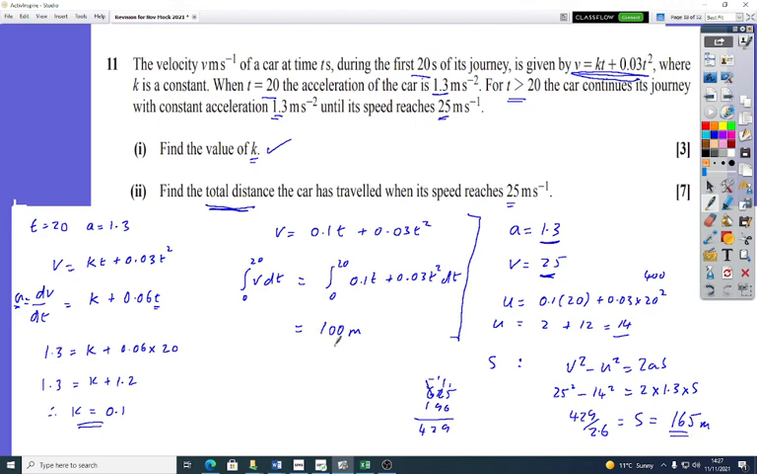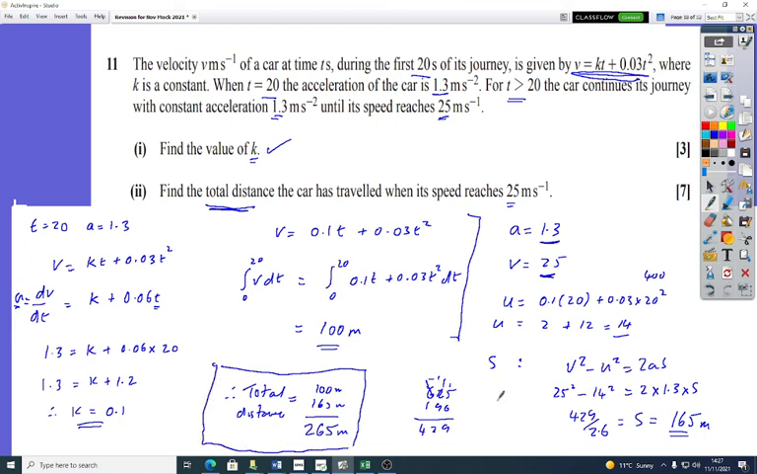And the first stage was 100 meters. So the total distance, therefore, is going to be 100 meters plus 165 meters. You get 265 meters. So that's your final answer. And that is it.